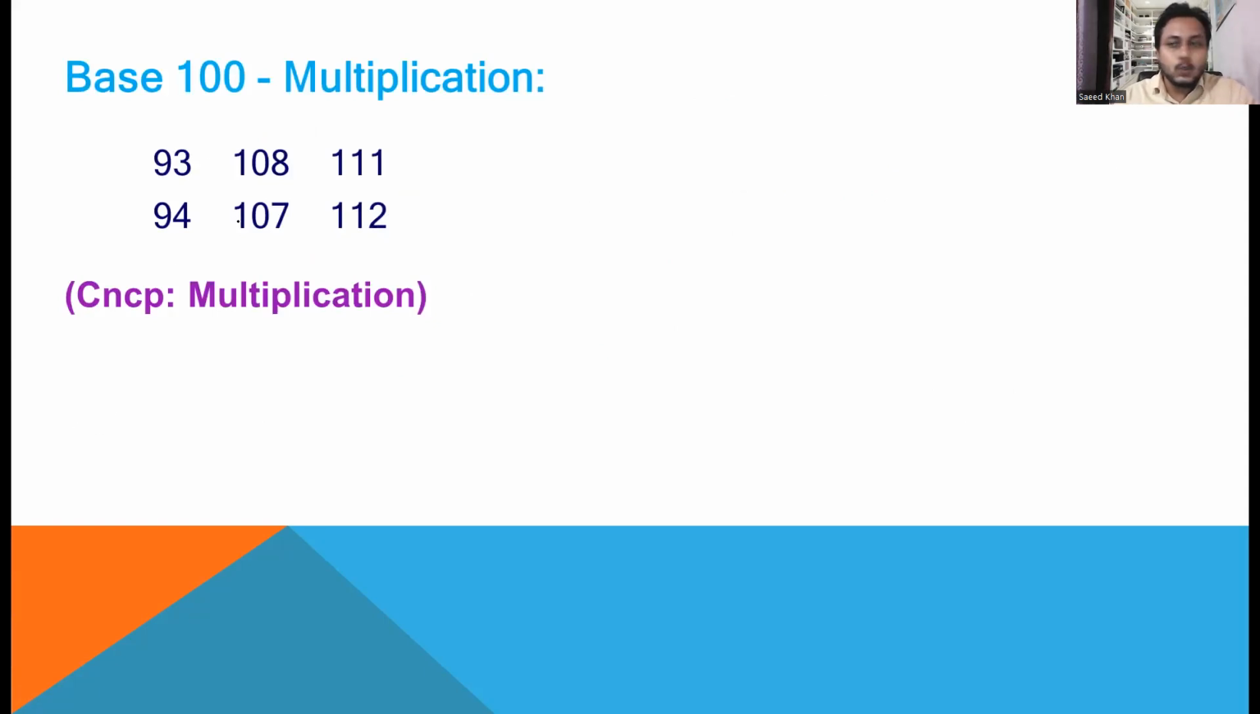How to multiply two-digit numbers. Let's say you have three examples. First one, you find the product of 93 and 94. Second, find the product of 108 and 107. And third example is you find the product of 111 and 100. So consider this first one. Example, that is find the product of 93 and 94.